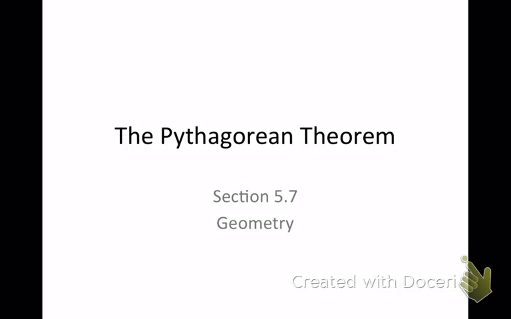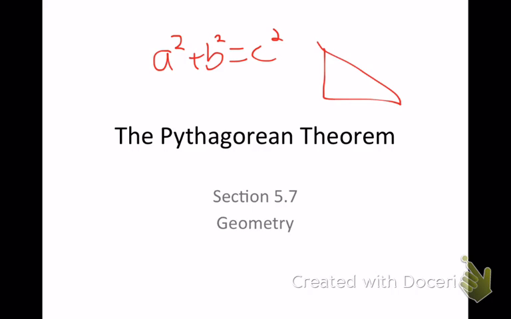Alright, today we're going to talk about the Pythagorean Theorem, section 5.7. Now, hopefully the Pythagorean Theorem is one of those things that you recall. When you hear Pythagorean Theorem, a lot of times what do you think of? A squared plus b squared equals c squared. Nice job. And a lot of times we think of right triangles, because that is the relationship that is used for a right triangle. So today we're going to talk about the Pythagorean Theorem.